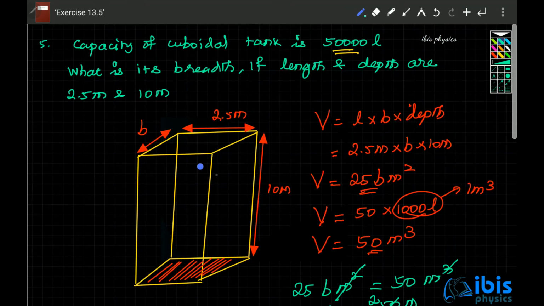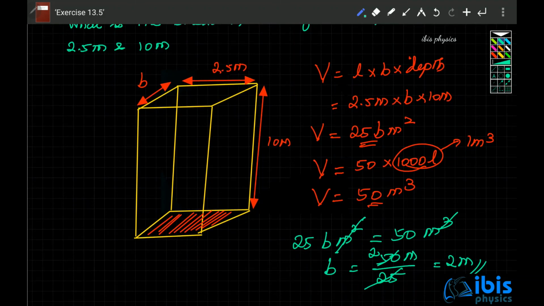So the idea is the tank holds 50,000 liters of water. That means the volume of the tank is 50,000 liters. 50,000 liters means 50 meter cube. That 50 meter cube is supposed to be the volume of this cuboidal tank. So which is length into breadth into height. So the length into breadth into height, which is the volume, will be equal to 50 meter cube. And here we use the idea that 1000 liters of water is 1 meter cube. 50,000 liters of water is 50 meter cube. Hence the breadth of this cuboidal tank is 2 meters.